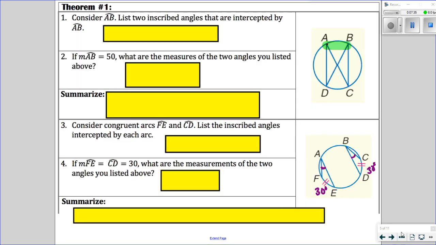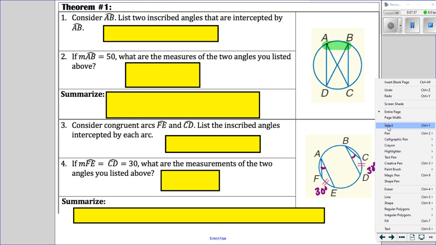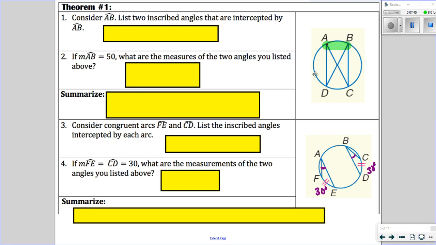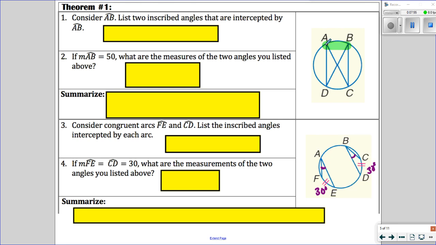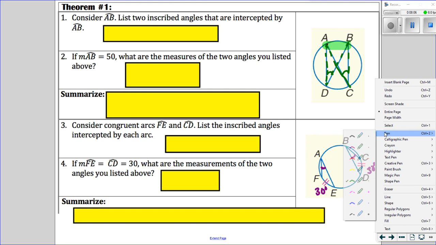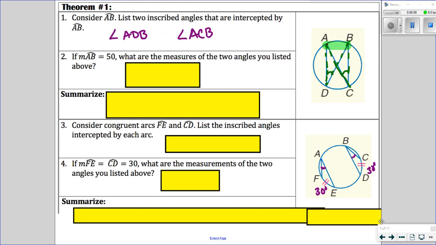Okay, next one. We have a first theorem that we're dealing with. We're going to look at the picture corresponding to that part. They consider arc AB, which is in green, and ask us to list 2 inscribed angles that are intercepted by AB. So we're looking at the 2 angles that correspond to that: we have ADB, and then we have ACB. Those are the 2 angles dealing with that intercepted arc.